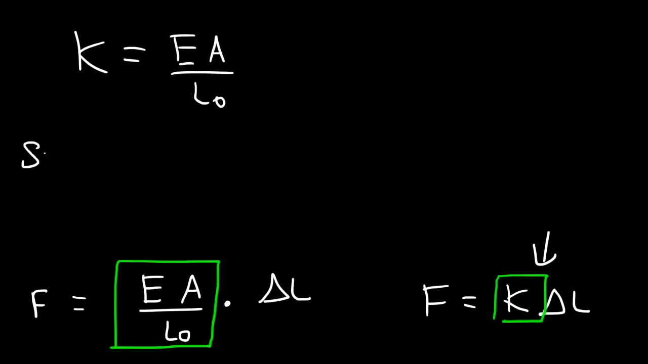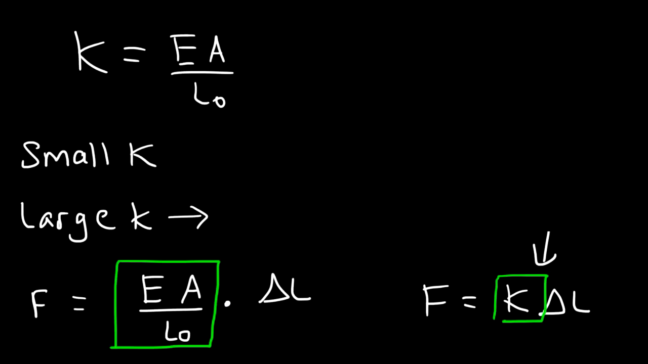Now, what is the difference between something with a small K value compared to an object with a large K value? If an object has a large K value, that means that it's very stiff. It does not want to stretch or compress. So it's a very strong material. Something that has a very small K value changes its length very easily. Think of a rubber band. It's very easy to stretch or compress it. So it's like a loose spring. It's easy to change the length of that material.